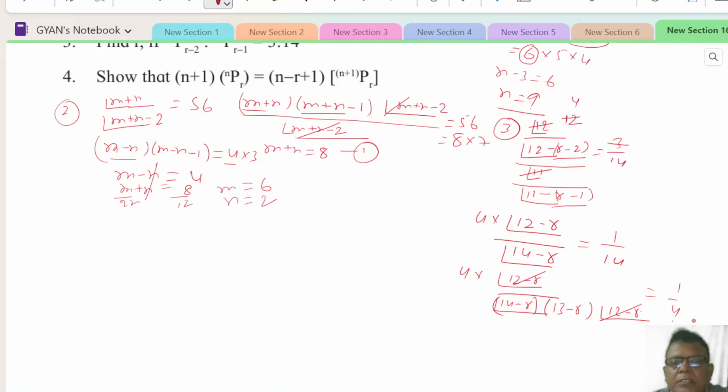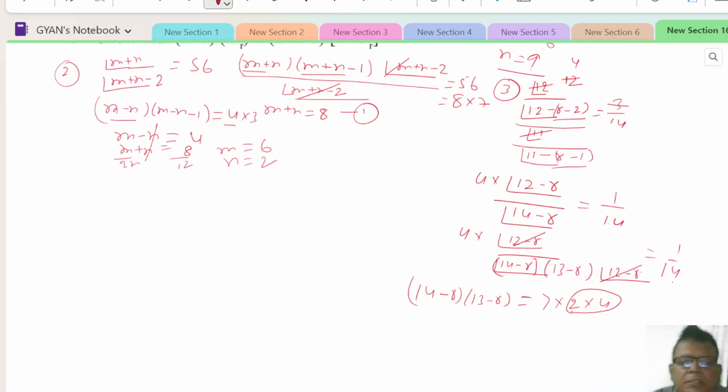So this will get cancelled. So 14 minus r, 13 minus r, both are consecutive, and 14 into 4, so 7 into 2 into 4. So 8 and 7. This is also consecutive. So 14 minus r is bigger. So 14 minus r will be 8. So r will be 14 minus 8, which is equal to 6. That is 6. r is equal to 6.